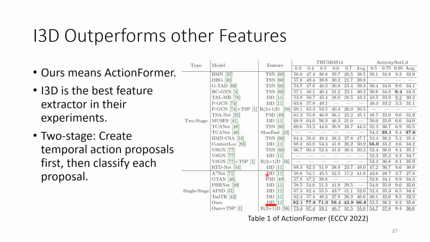Okay, so here you can see Table 1 of the ActionFormer paper. They use I3D as their feature representation. In addition to I3D, there are some other feature representations. But compared with other methods also using I3D representations, their algorithm still works the best. So this is the I3D here.